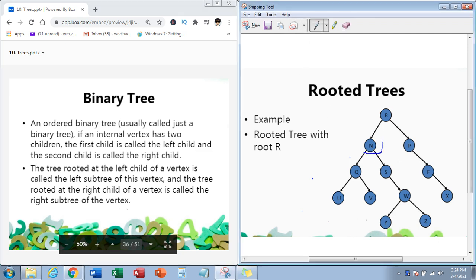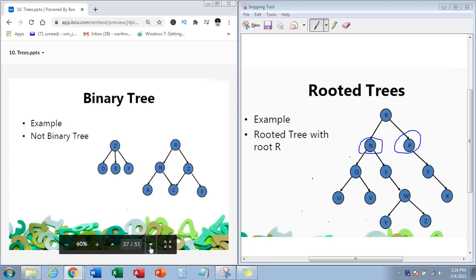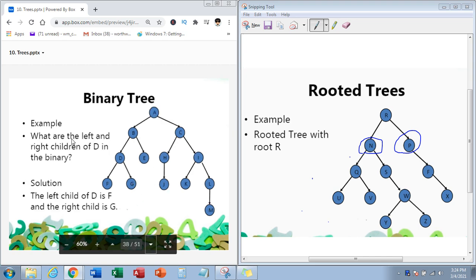So, mayroon tayong left child, mayroon tayong right child. And the tree rooted at the left child of a vertex is called the left subtree of this vertex, and the tree rooted at the right child of a vertex is called the right subtree of the vertex. Okay, this is an example, not a binary tree. Not a binary tree kasi merong magka-share ng edges doon, no, sa baba.